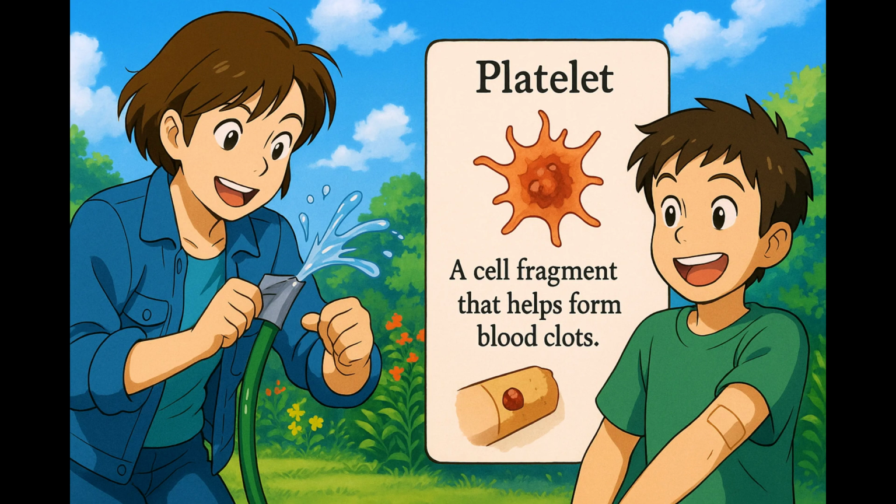Imagine you're trying to fix a leaky garden hose with a small piece of duct tape. Just like how the duct tape acts as a temporary patch to stop water from gushing out, platelets act as patches that help stop bleeding when you have a cut. In this analogy, the duct tape represents the platelets that gather at the site of a wound to form a clot, much like the tape seals the leak in your hose, preventing further water loss.